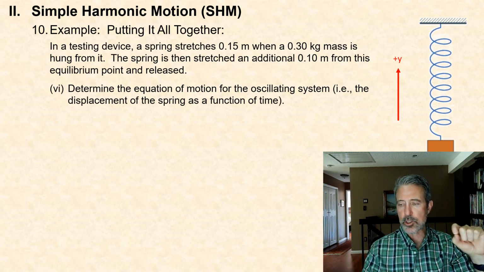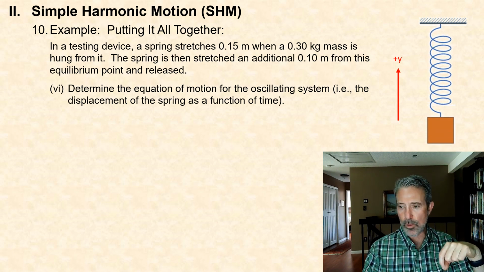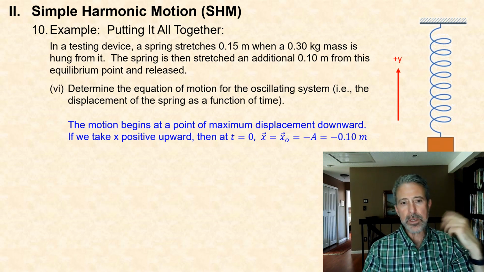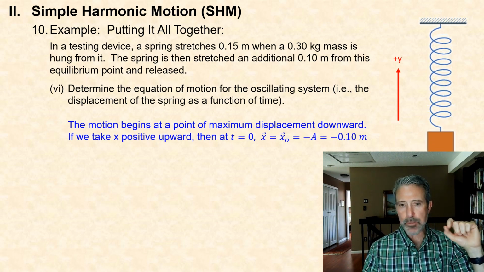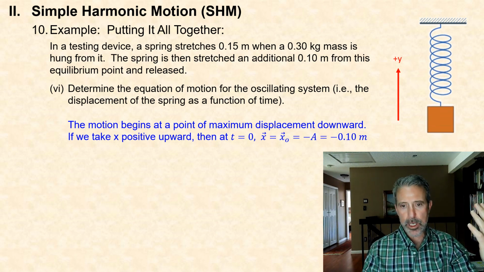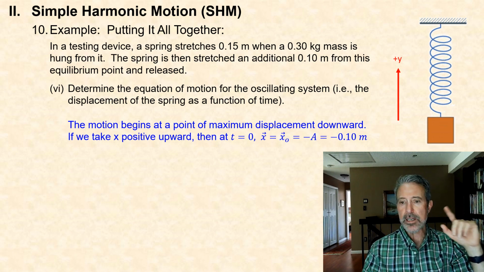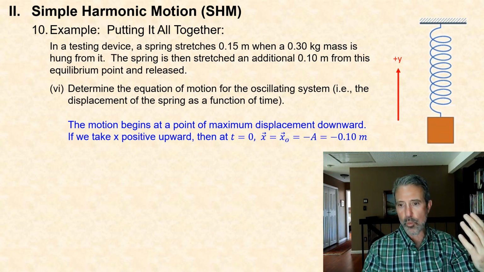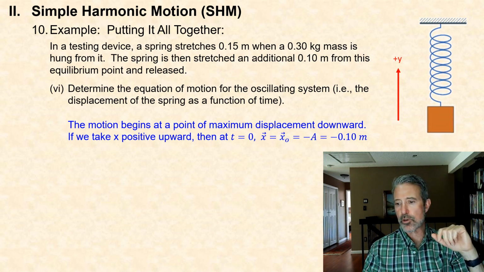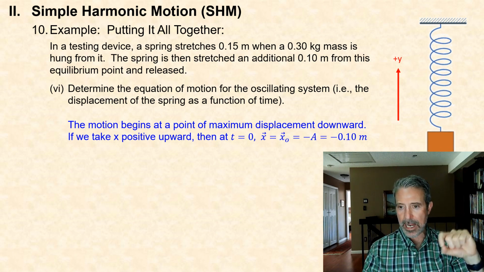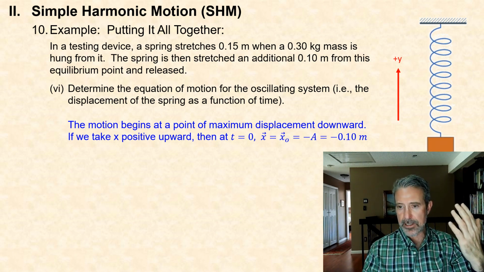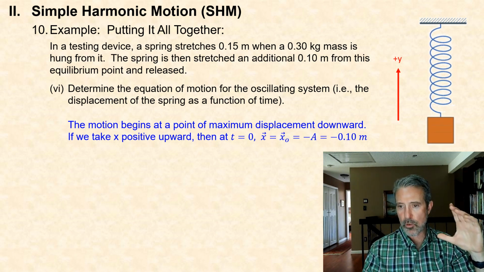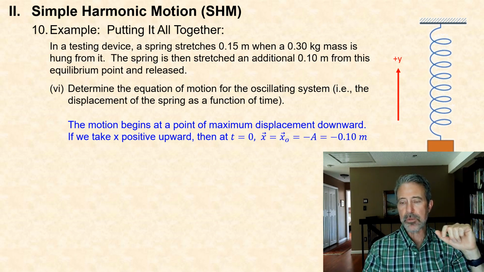Notice that our mass and spring are initially displaced downwards, which according to my coordinate system is in the negative direction. So the motion begins at a point of maximum displacement downwards, and if we take downwards to be the negative direction, then the initial position, that is position at time 0, would be negative 0.10 meters. 0.10 meters being the amplitude, and the negative sign tells us what the position vector quantity is right at time 0.